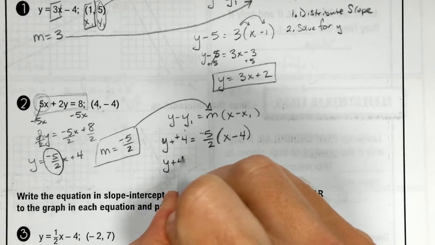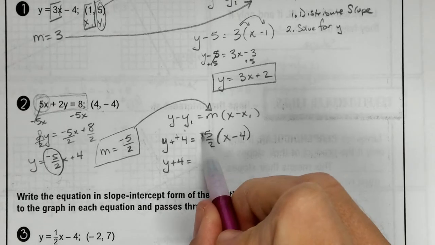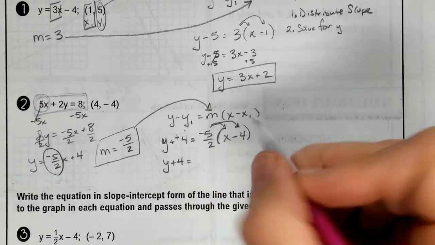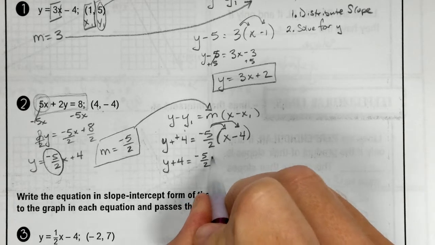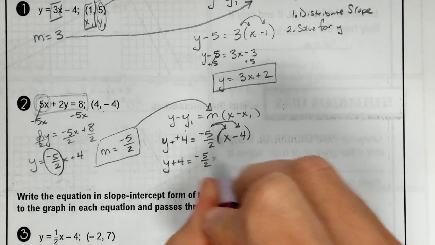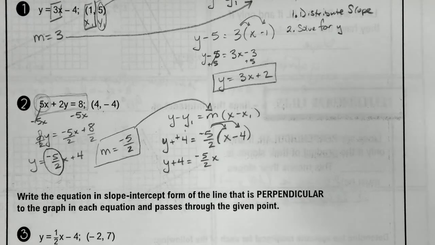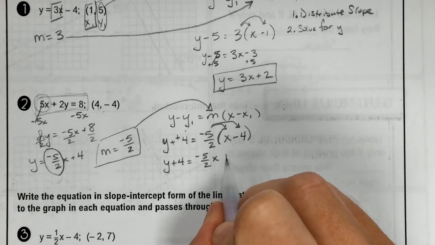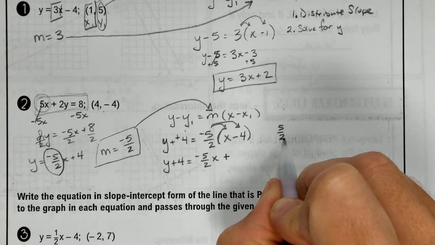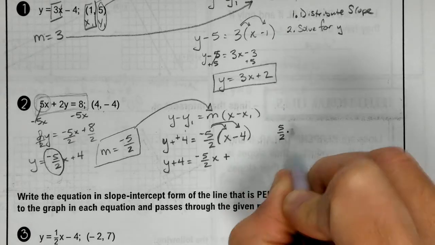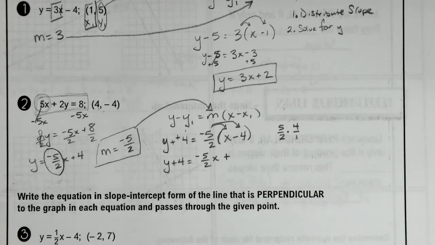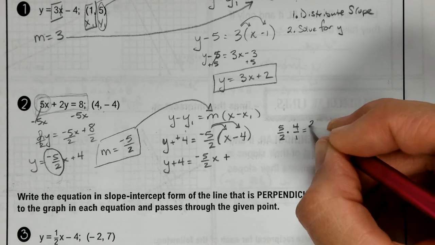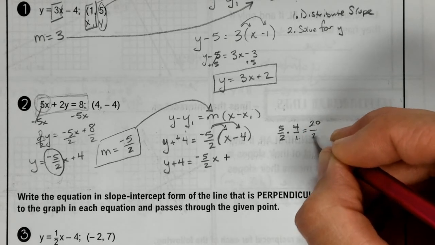So I've got y plus 4 is equal to, let's go ahead and distribute here, Andrew. So I've got negative 5/2 times x and a negative 5/2 times a negative 4. So negative 5/2 times x is just negative 5/2 x. And then I've got a negative times a negative, Andrew. What's going to happen? Positive, you said? Fantastic. Okay, so now I've got 5 over 2, and I'm multiplying by 4 over 1. So again, when I multiply fractions, I do top times top, bottom times bottom. So Andrew, 5 times 4 is 20, and then on the bottom I got 2 times 1. What's 20 divided by 2?